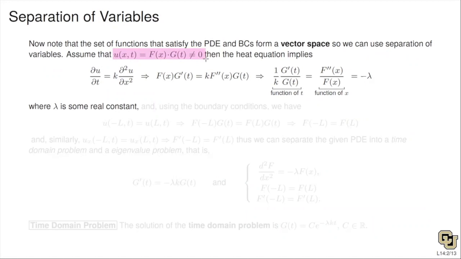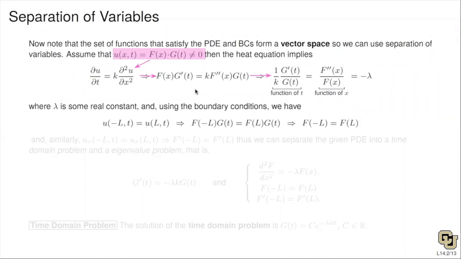And you know how this goes? We're going to plug it into the PDE. And then using the fact that one function is a function of X only and the other function is a function of T only, we can separate the equation and have a function of T only on one side, function of X only on one side. And then you can prove that the only way this is possible is if they're both equal to a constant. And so we call that constant negative lambda for convenience. And now we need boundary conditions.